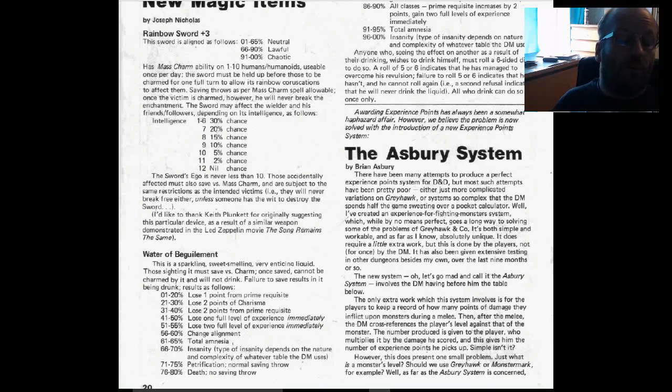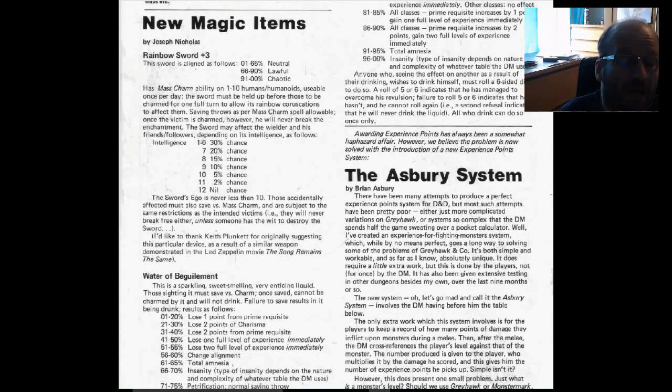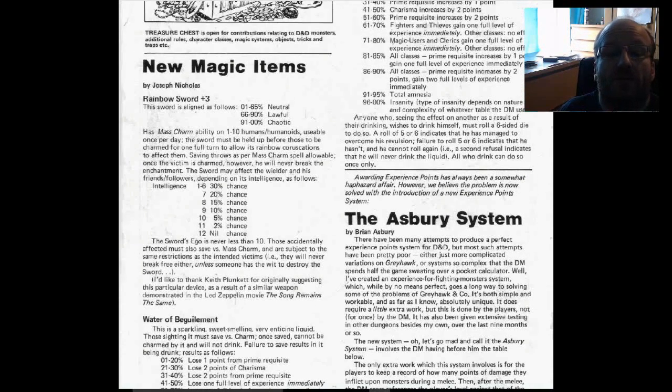20% chance of losing 1 point from the prime requisite stat. Oh, look at those penalties. Look at those. Lose 2 full levels of experience immediately. Death, no saving throw. Well, they've already had the saving throw. They've already had the saving throw, so death. Why would they have an extra saving throw?